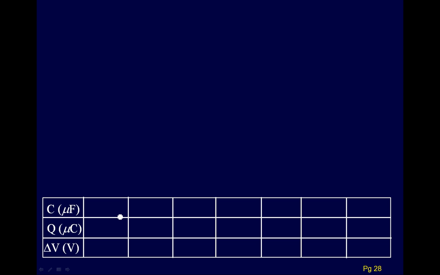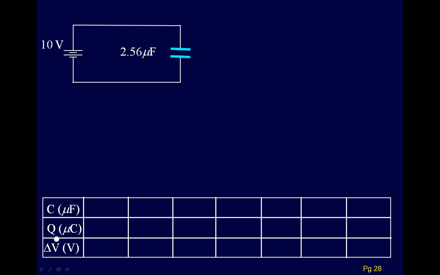Now, for the second part, I like to make a little table. So here's a table. We're going to fill out this whole table for all the capacitors. So we're going to find the capacitance, we're going to find the charge, and then the potential difference. And we're going to go through and do that. All right, and so we start with our ending point.